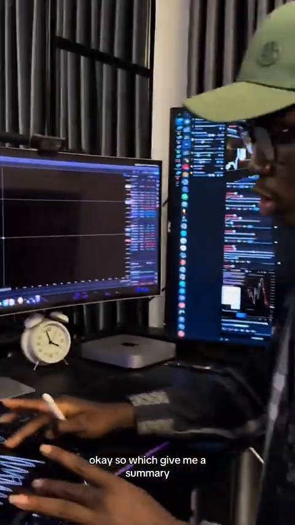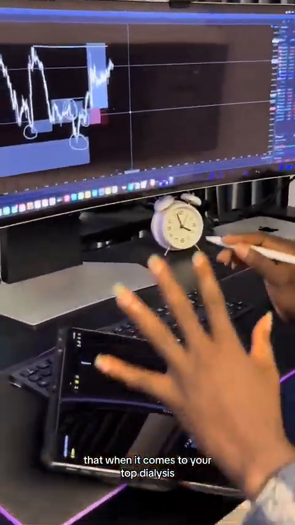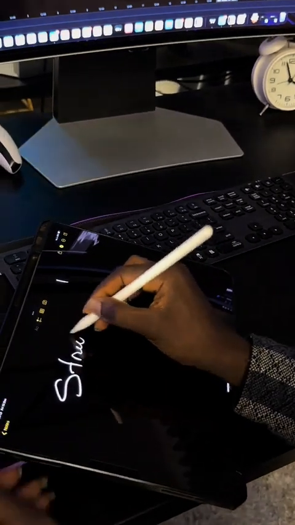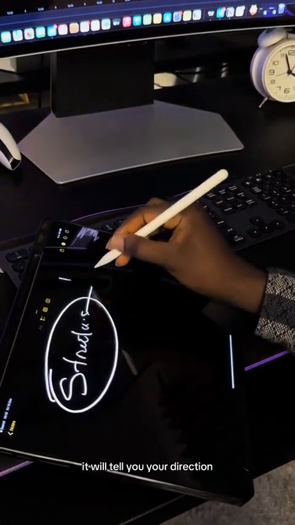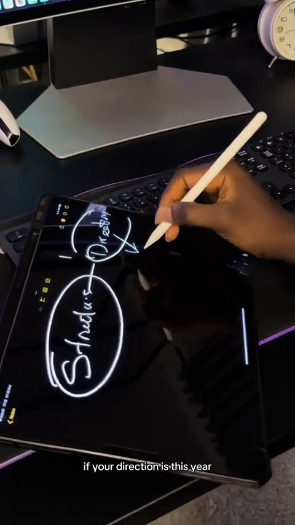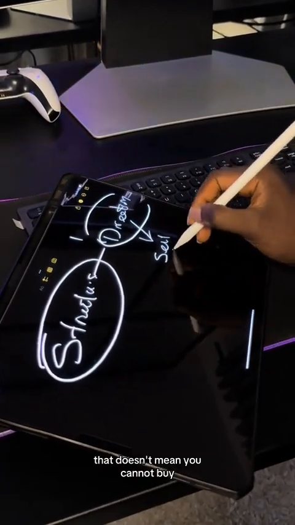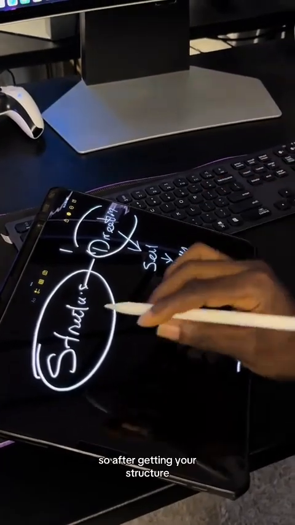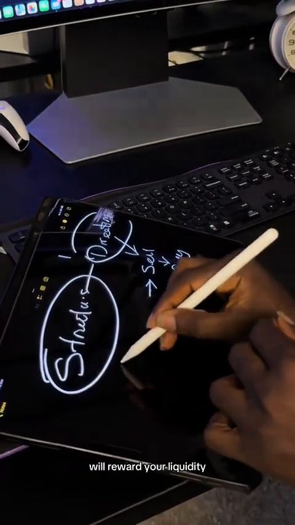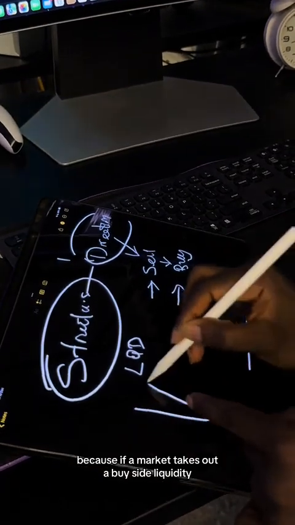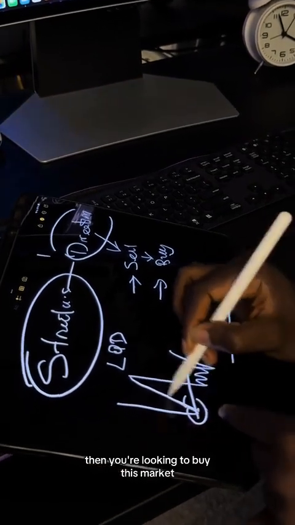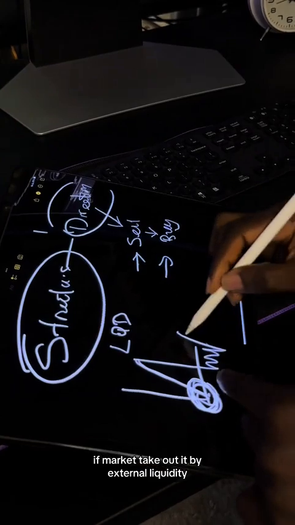Okay, so that gives me a summary that when it comes to your top-down analysis, you make reference to your what? Your structure. Once you get your structure, it will tell you your direction. But you always know that even despite the fact you know your direction, if your direction is a sell, that doesn't mean you cannot buy. So after getting your structure, what will now tell you either you are buying or you are selling will be what? Your liquidity. Because if a market takes out a buy-side liquidity, then you're looking to buy. If the market takes out a buy external liquidity, then you're looking to buy.